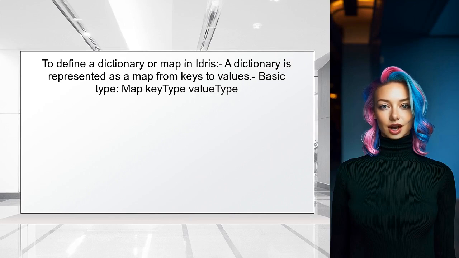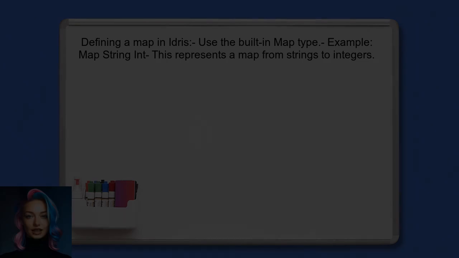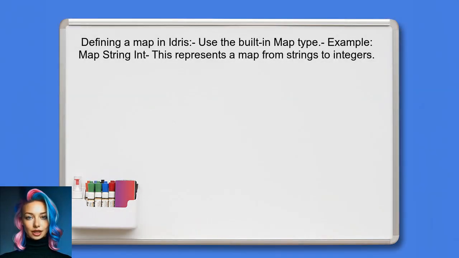To define a dictionary or map in Idris, the user should start by understanding the basic type. In Idris, a dictionary is typically represented as a map from keys to values. Next, the user can define a map using the built-in map type. For example, if the user wants a map from strings to integers, they would use the type mapStringInt.